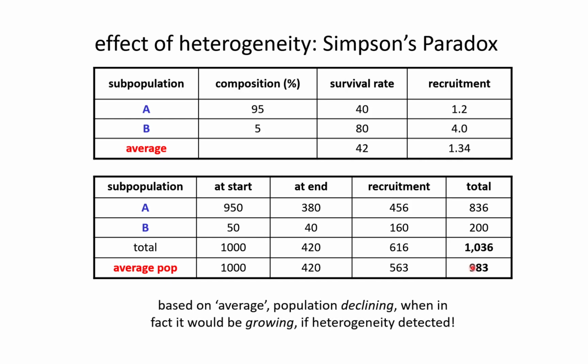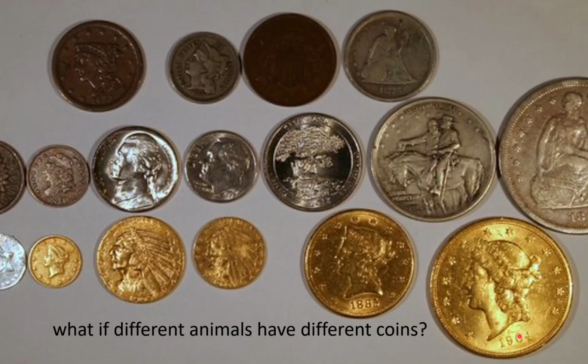Well, why is that important? It's important because if we looked at the average population aggregating over A and B, the population would appear to be declining when in fact it should be growing. And it would be growing if the heterogeneity had been detected. So this is the problem. What the average represents aggregated over the different types of individuals and what the population is really going to do are often quite different. And that's the problem.